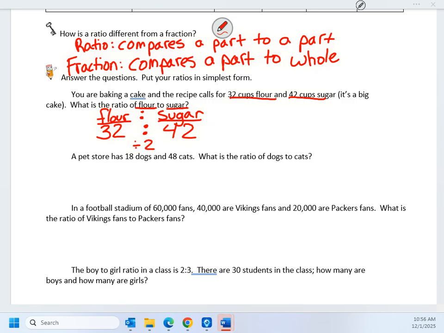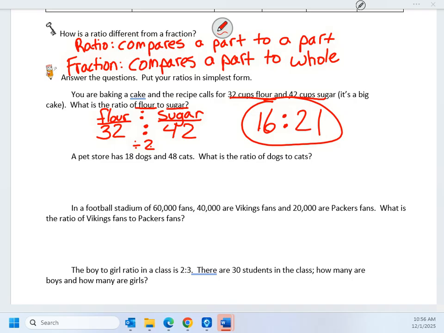What is 32 divided by 2? 16. What is 42 divided by 2? 21. I need to make sure my final answer flows. 32 divided by 2 comes first. 42 divided by 2 comes second. I need to know it stands for flour to sugar. Does that make sense? Okay.